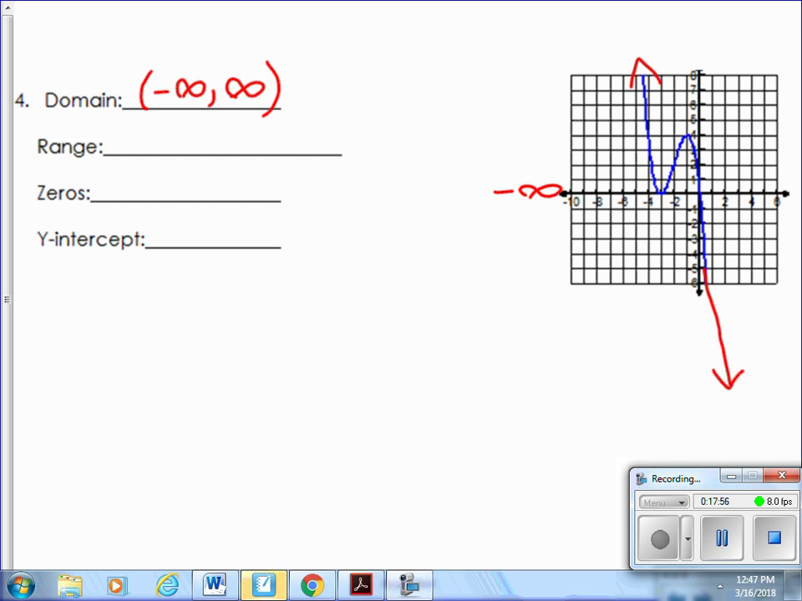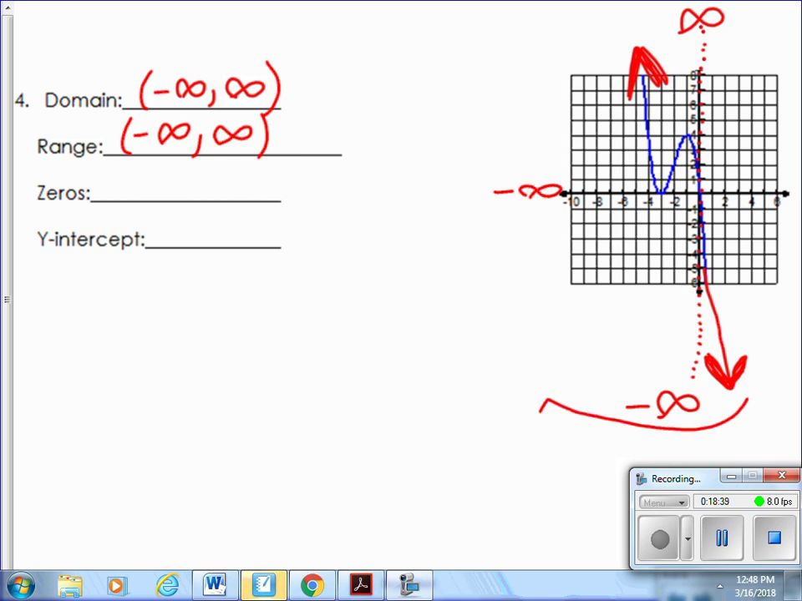It didn't stop. Now my range, remember, we read the range from the bottom up every single time. So if we start from the bottom, the lowest this graph's going to go is -infinity, because this guy keeps going down forever. So it's going to go from -infinity all the way up. Let's see if it's got a spot where it stops going up. It sure doesn't, because this arrow means it's going to keep going up to +infinity. So this graph's range is from -infinity to +infinity.